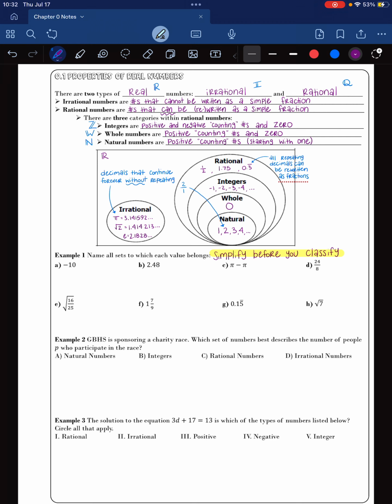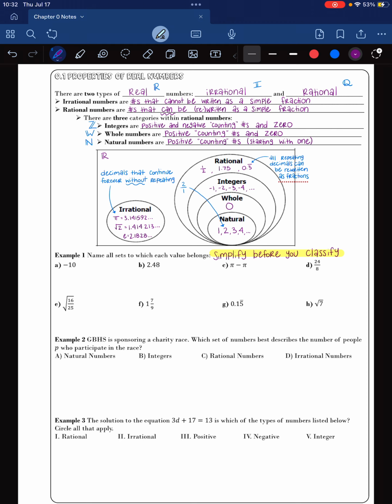Up until this point in math, pretty much all you've dealt with is real numbers. Later this year, we'll start talking about something called imaginary numbers, so we will broaden this. But for now, we're still just going to classify numbers that you've seen before. There are two different categories that we can divide real numbers into: irrational numbers and rational numbers.